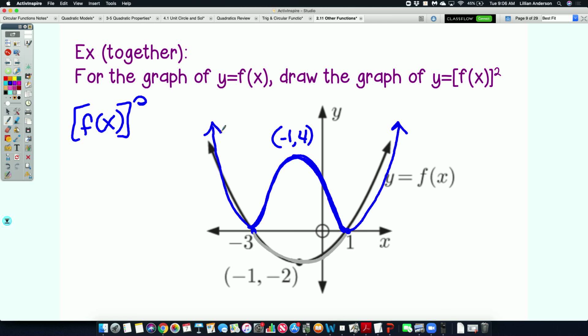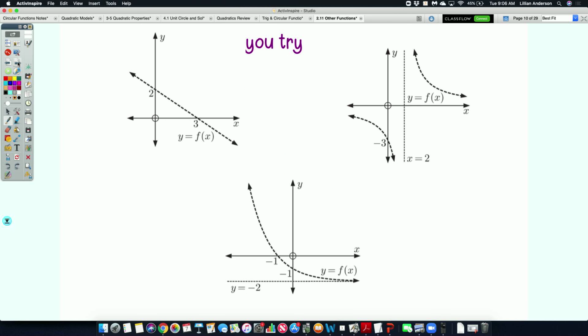Questions? Okay. You guys try. All right, you guys give it a try. Let's try A and C. And just make sure you guys are good on A and C before you do 2, which is this one down here.